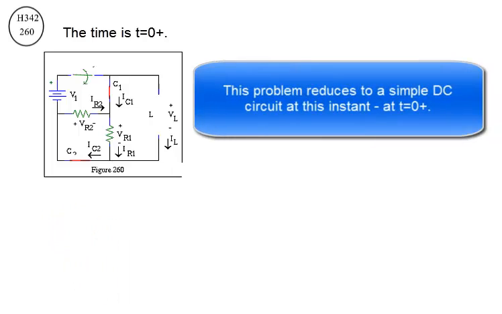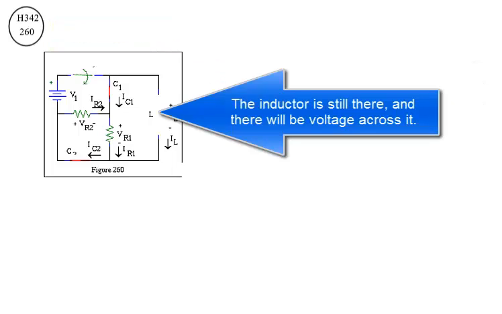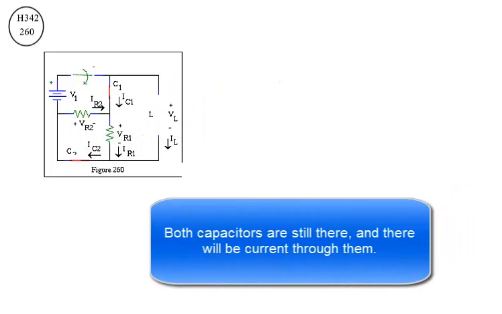The problem reduces to a simple DC circuit at this instant, at t equals 0 plus. The inductor is still there, and there will be voltage across it. Both capacitors are still there, and there will be current through them.